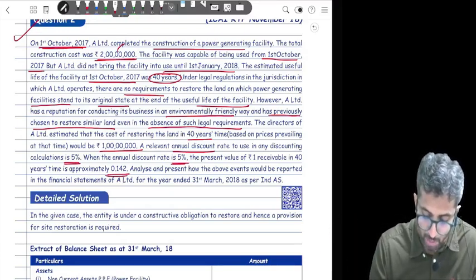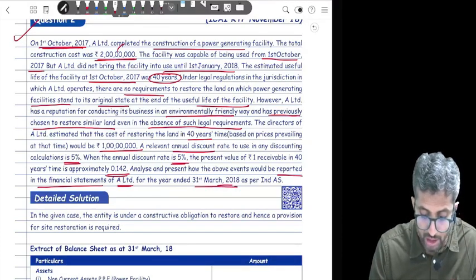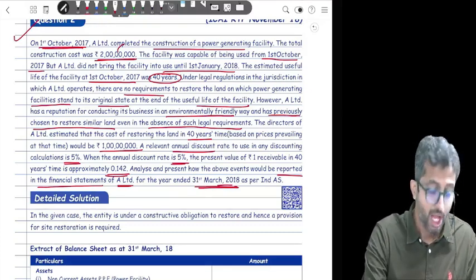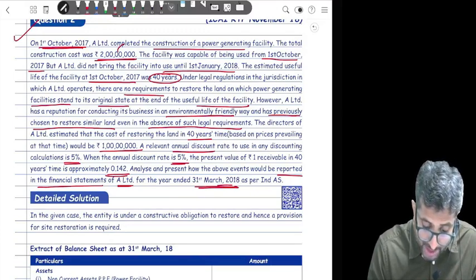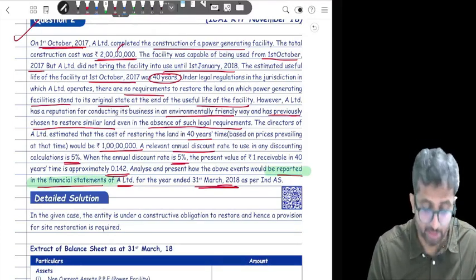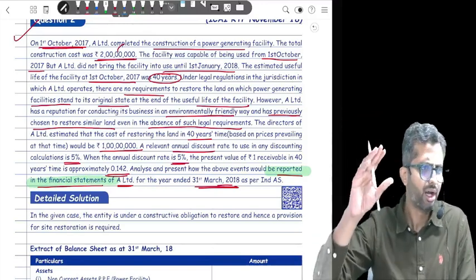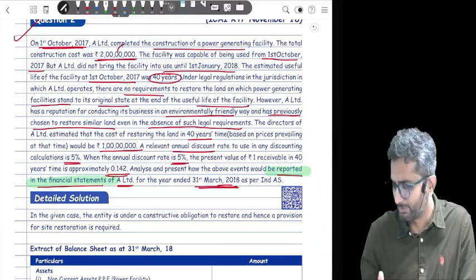Analyze and present how the above events will be reported in the financial statements of A Limited for the year ended 31st March 18 as per Ind AS. Now this is interesting. What are they asking you? Analyze and show how they will be reported in the financial statement. So preferably in such cases you can show an extract. You don't need to prepare the Schedule 3 format, but you can show an extract on how they will be appearing.